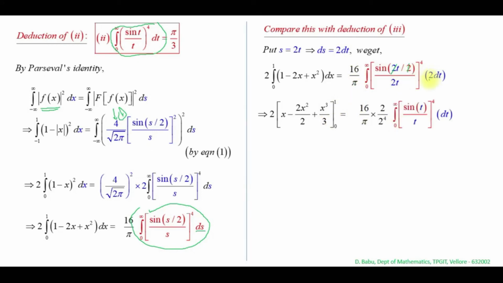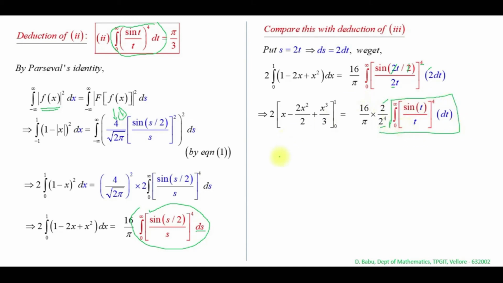So here 2 is a constant, so we take it outside. Next, 2 power 4 is constant, so we take it outside, which is equal to integral 0 to infinity of (sin t divided by t) whole power 4 into dt. So this is what we required.